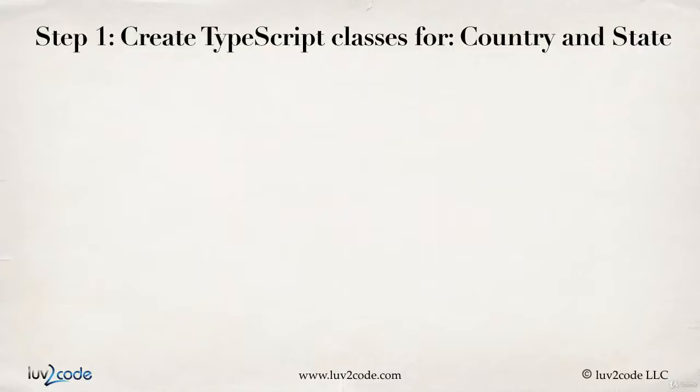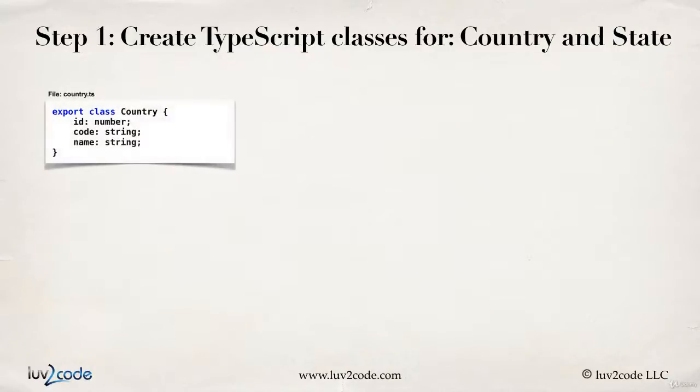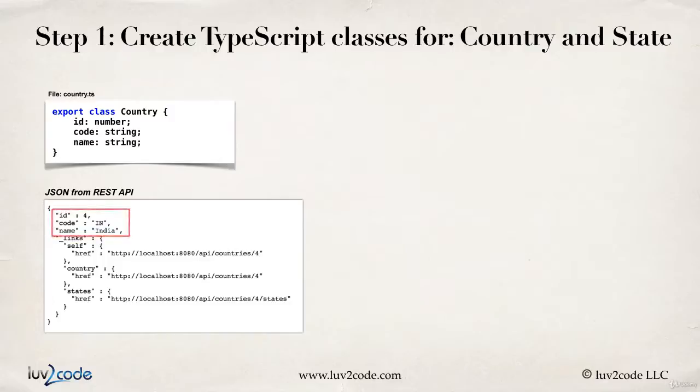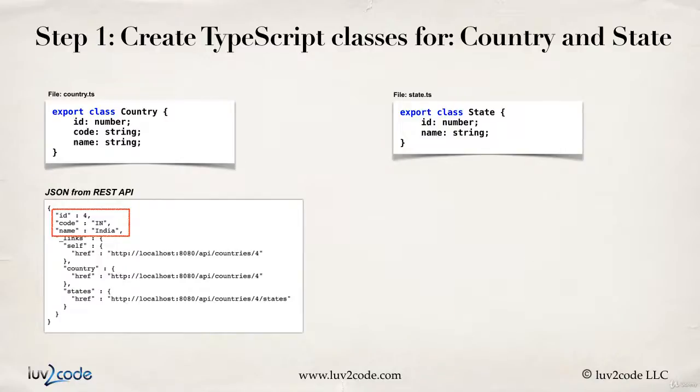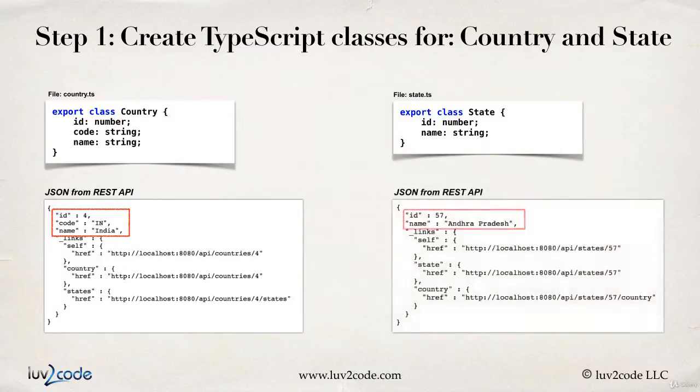So getting started here with step 1 of creating the TypeScript classes for country and state. We'll have this class Country. It'll have properties for ID, code, and name. And this will map over to the JSON data that we receive from the REST API. And then we'll do a similar thing here for State. We'll have a State class for ID and name. And again, mapping over to the JSON from the REST API.